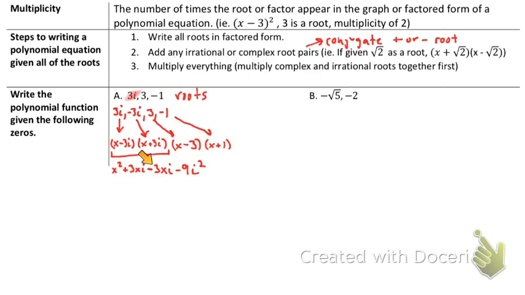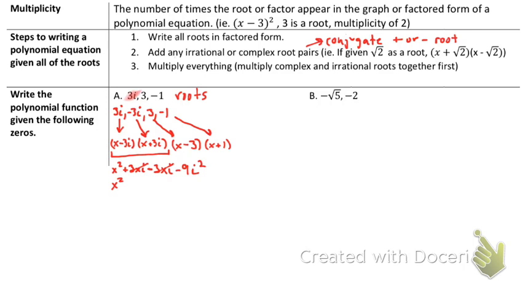And what you should notice is we can now combine like terms. X squared, there's nothing to combine yet. So we put x squared. Positive 3xi and negative 3xi, they turn into 0xi, so they eliminate. So these guys essentially cancel out. And then we are left with negative 9i squared.